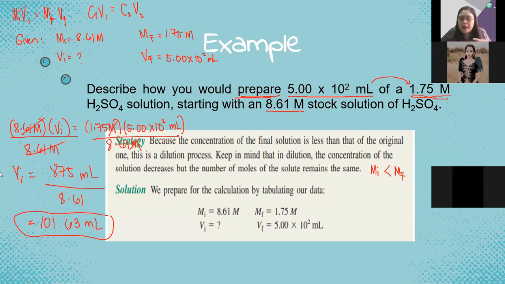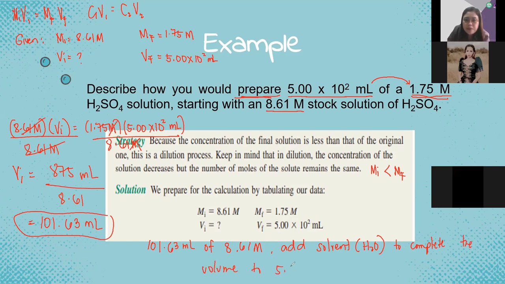Okay, that's how you compute for a problem involving dilution. But the question kasi is how would you prepare? So magpe-prepare tayo ng ganito. Ganito yung answer niya. You will get 101.63 mL of the 8.61 molar solution and dilute it. Okay, magdi-dilute tayo, meaning mag-a-add tayo ng solvent. Most likely, it is water, to complete the volume to 5.00 times 10 raised to the power of 2 mL.